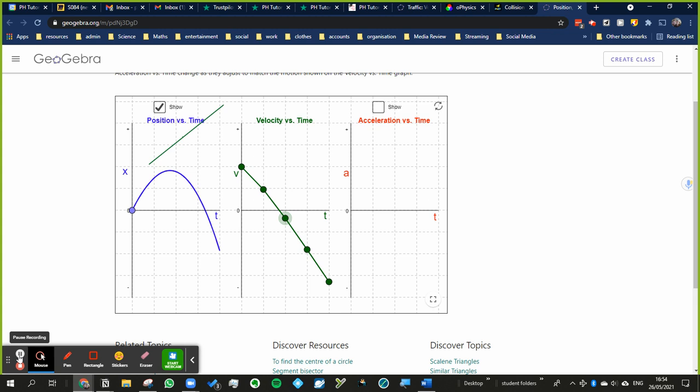You'd work out the gradient in the same way in all the cases, and it's just going to be the change in distance over time. In this case, it would be change in velocity over time. So the change in distance over time is the velocity. The change in velocity over time is the acceleration. Okay, so I'll just save that now.